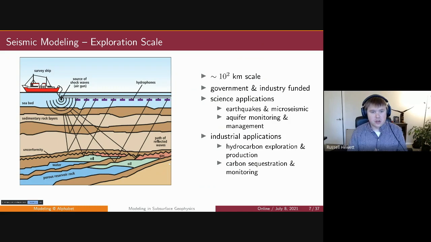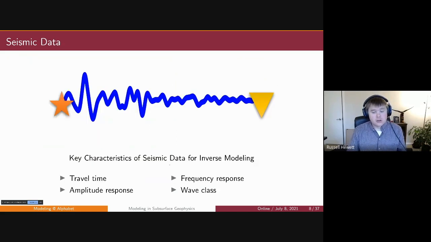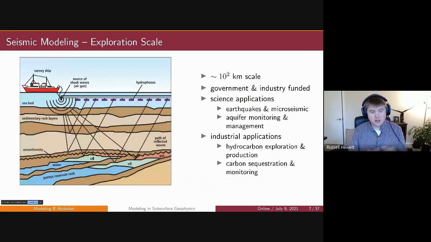But then also there's a lot of very recent interest, in the last 5 to 10 years, in carbon sequestration and carbon reservoir monitoring. So these applications are industrial, but very similar to some of the more pure science or government management type based applications. So that's kind of the context of why we do seismic modeling.